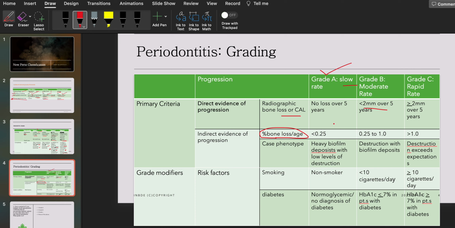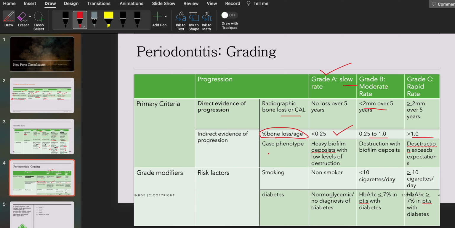The amount of bone loss divided by age will give you the percentage of bone loss. So for grade A, it is less than 0.25. For grade B, it is 0.25 to 1, and for grade C, it's more than 1. Sometimes in the question they just directly say that the bone loss is more than 1%, so you right away know that it is grade C.